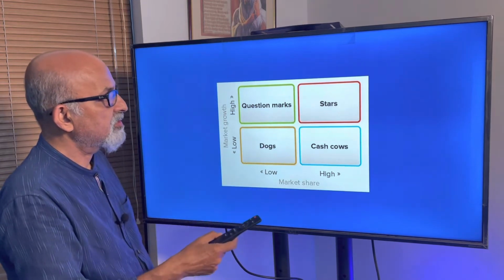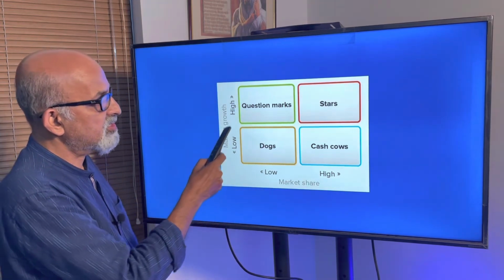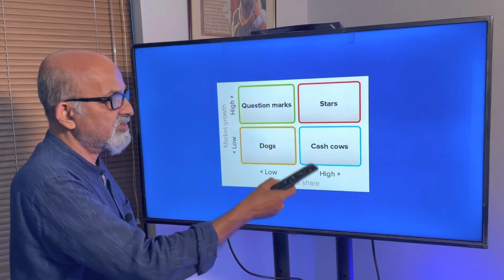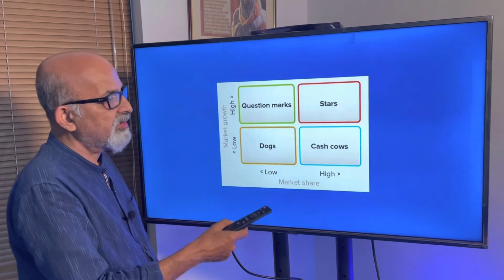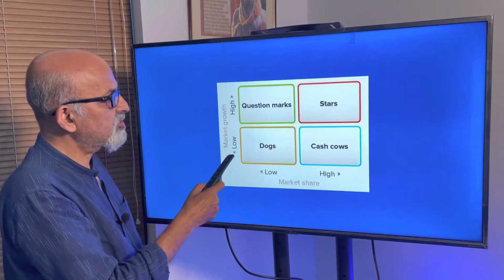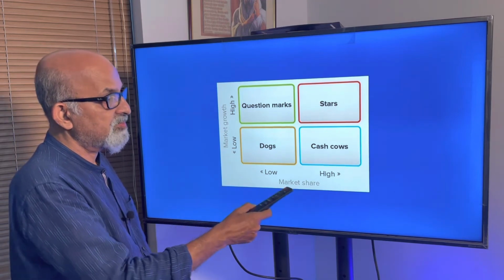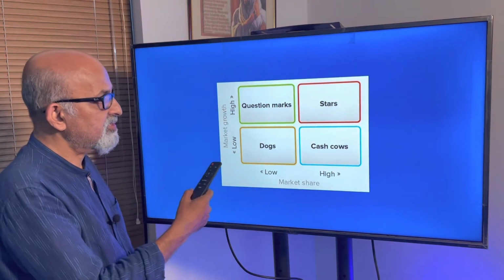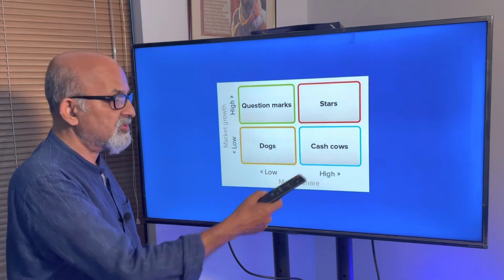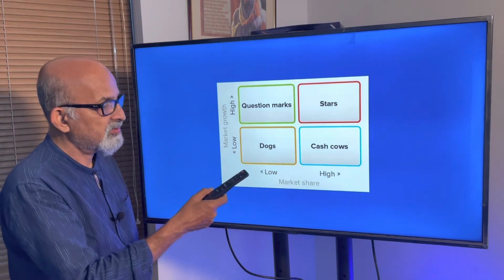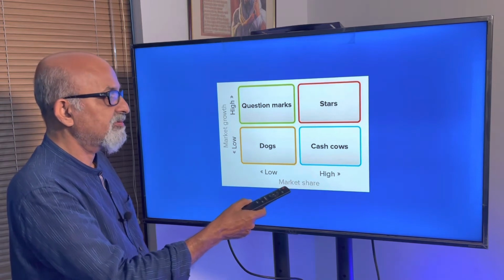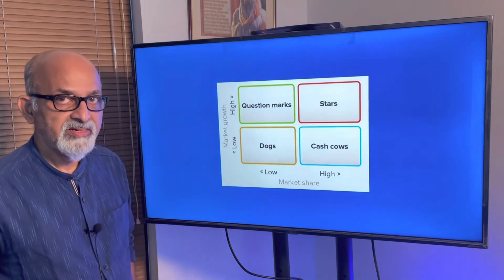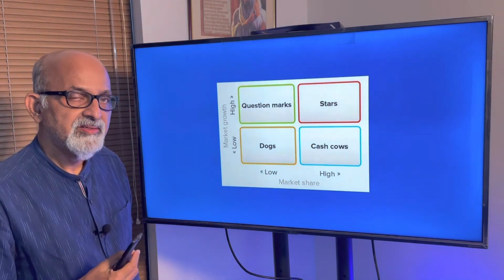And what are the stars? The market growth potential is very high, and the market share is also better now, it is higher, so it becomes a star. Then cash cows: the market growth potential is low, whereas the market share is pretty high. That means it brings in a lot of money, but the market growth potential is low. So those are the cash cows. Then it becomes a dog. That means market share becomes low and market growth potential also becomes low. That is the dog state. That is when the product needs to be scrapped.